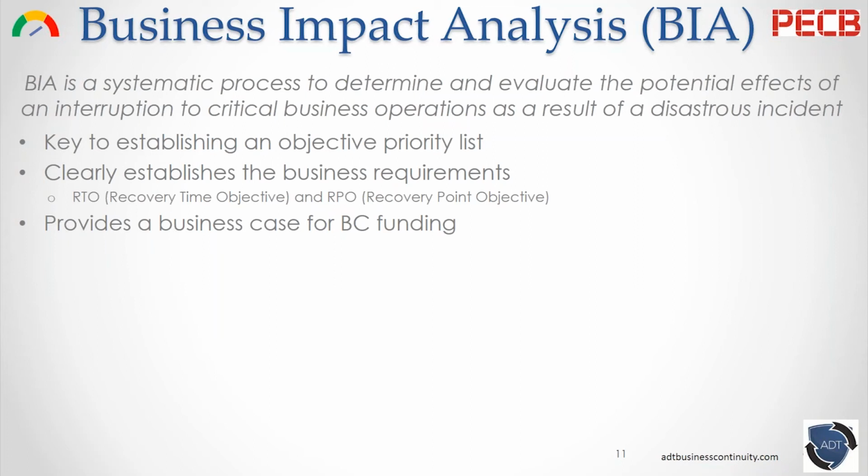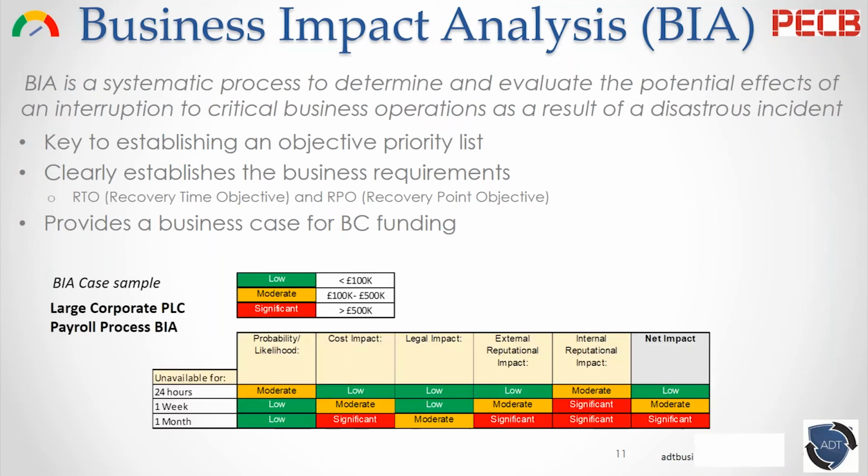This is a sample of a large corporate PLC, I've just called it, and this is the payroll. In this particular organisation, they considered less than 100k to be not very much money. Obviously, in some organisations that might be less than 1k. It depends totally on the size of the organisation, so the scale is dependent on the organisation.